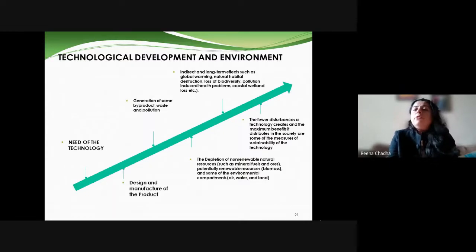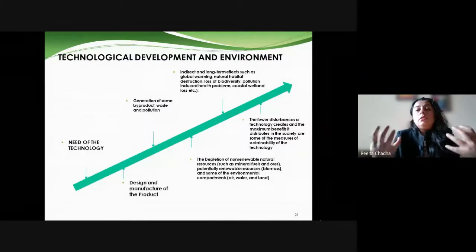And now, with fewer disturbances, a technology creates maximum benefit and reduces impact. So we have identified how technology and its chain of activities causes pollution, depletion, and long-term impacts. And then we identify how a sustainable technology should be.